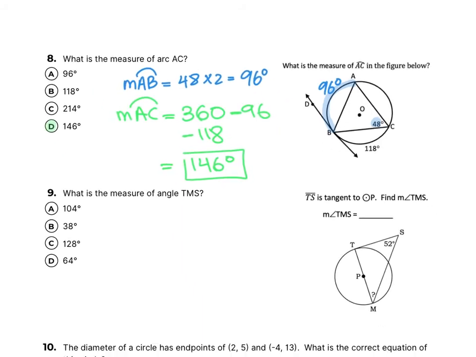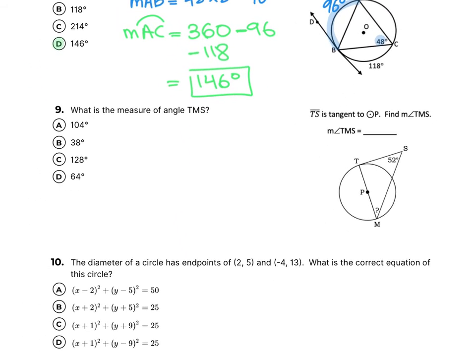Now let's move on to number 9. Now 52 is an angle outside the circle, so it will be equal to the big arc minus the small arc divided by 2. So I don't know what the small arc is, so that's going to be x. However, the big arc is a semicircle and it will be 180 degrees.